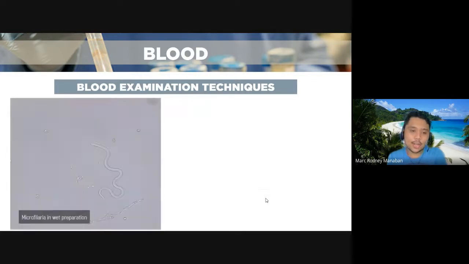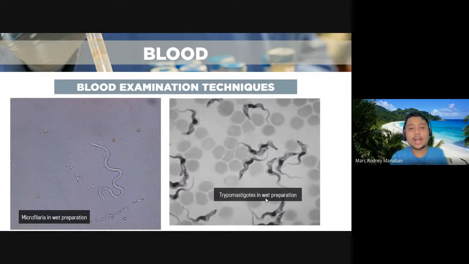Here's an example, your microfilaria. You can see it's just a worm. You don't see the sheath, you don't see the nuclei or whatever we use for identification. You just see a plain worm. And you have trypomastigotes; again, you cannot see their details clearly, so you cannot identify the species. That is the wet or fresh preparation.